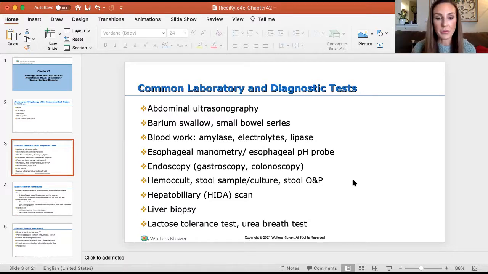To check for any stones first, and then they can continue on with the HIDA scan. Usually you have to be NPO for the HIDA scan, so nothing to eat or drink past midnight. And then for the ultrasound, typically they might have them NPO depending on what they're doing the ultrasound for. And of course, they'll need to do a bowel cleanse for a colonoscopy, and you'll need to be NPO for the endoscopy. A liver biopsy can be done if they suspect any kind of hepatitis or any cirrhosis of the liver. And then you could do a lactose tolerance test.